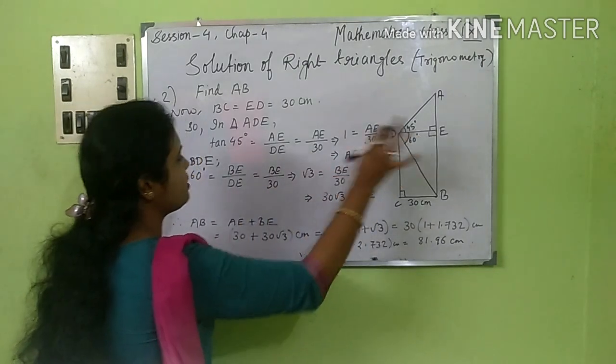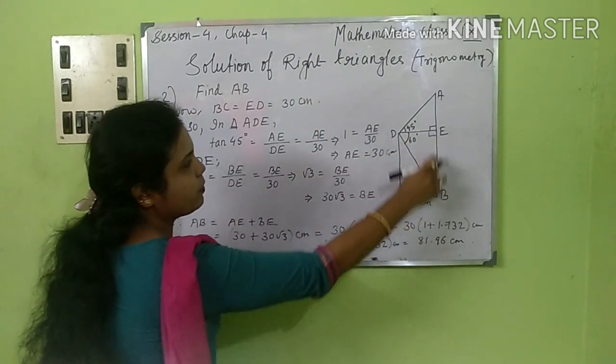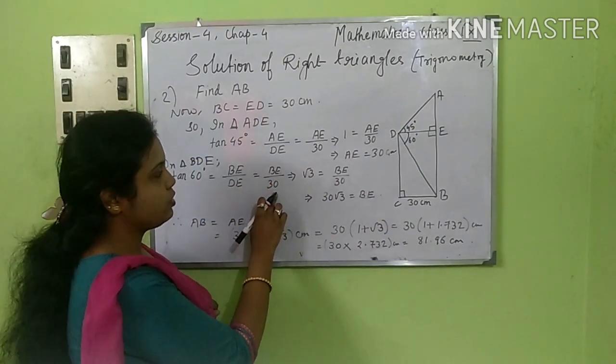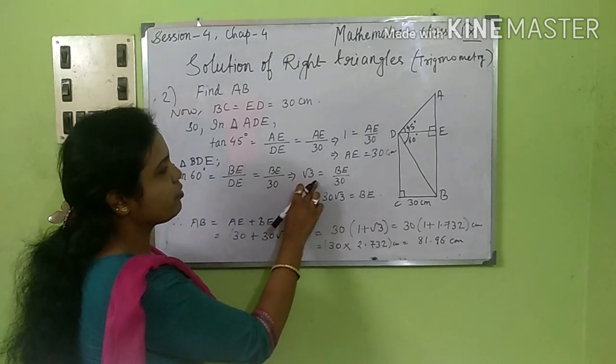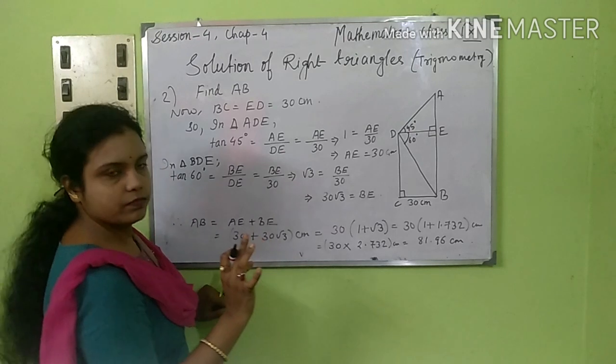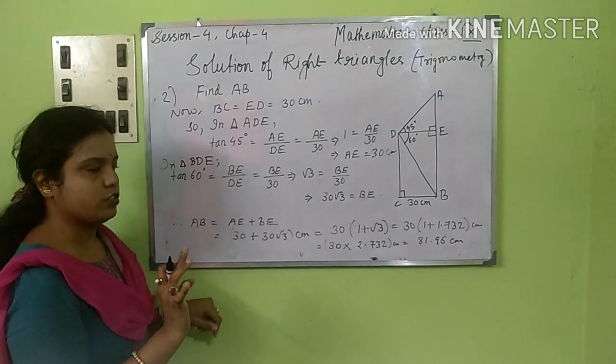So that means DE is the base. So perpendicular by base, which is a perpendicular here, BE. So BE by DE. BE by 30 as it is known to us. So tan 60 is root 3 is equal to BE by 30. Now 30 root 3 is equal to BE. This is a particular value that we have got for BE.